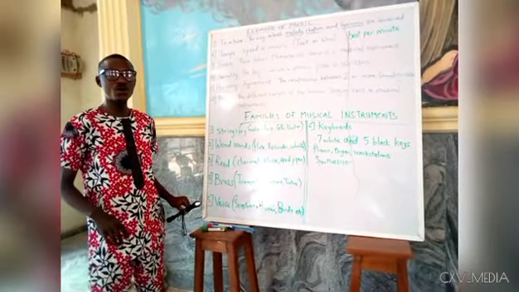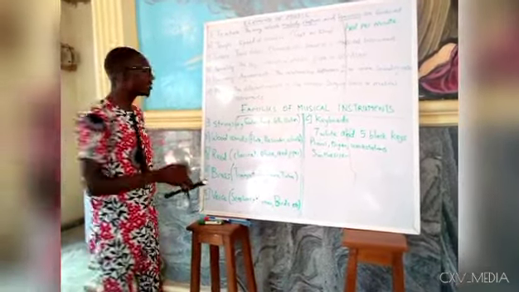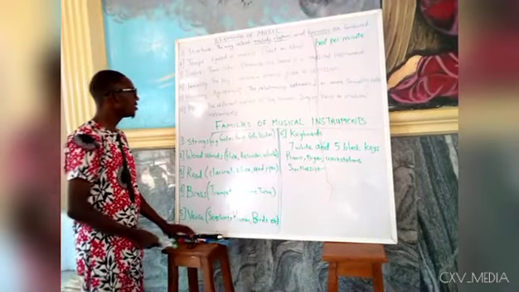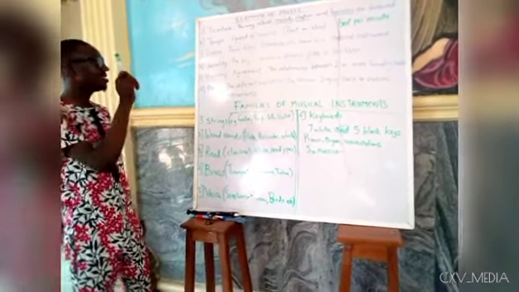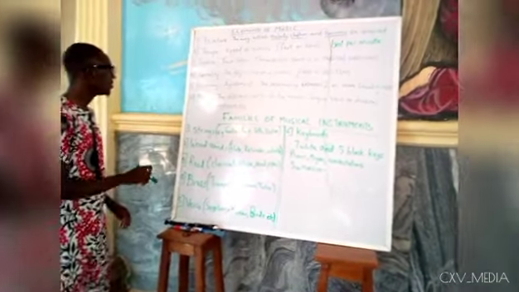The human voice is different from the recorder, and that is what we call the tone color. That is also called timbre, a characteristic or distinguishing sound of a musical instrument.